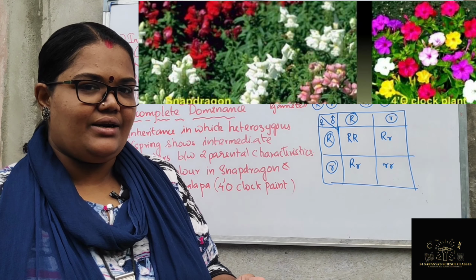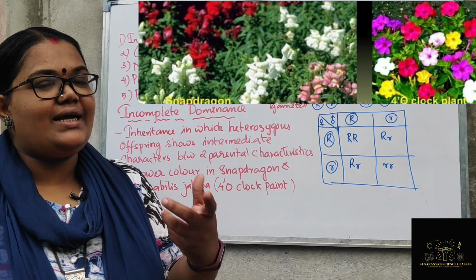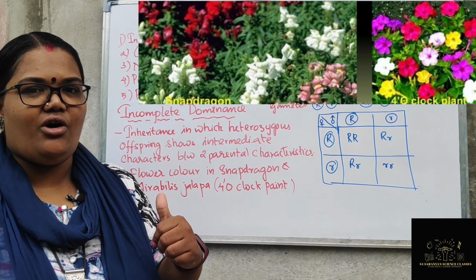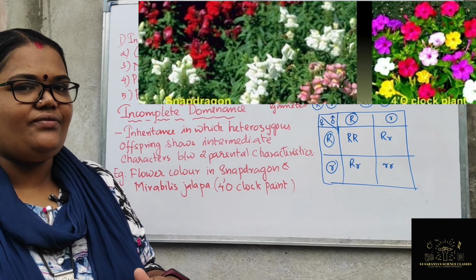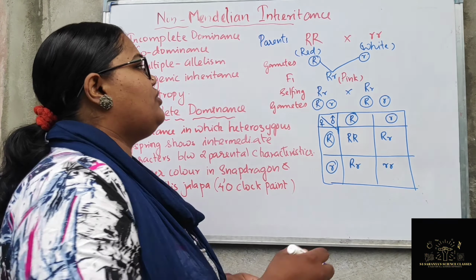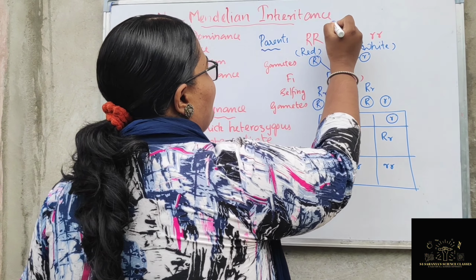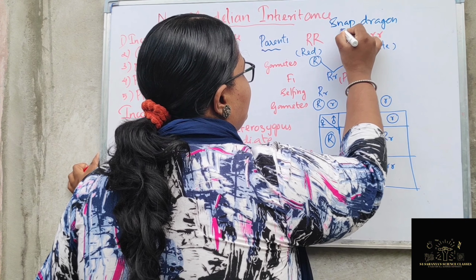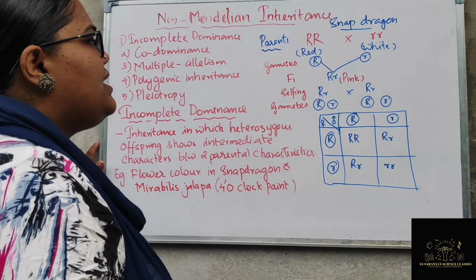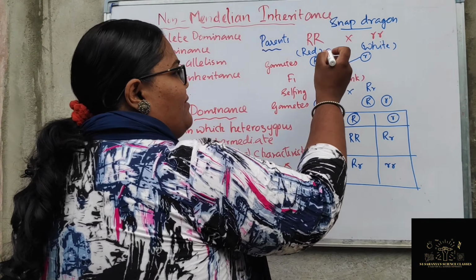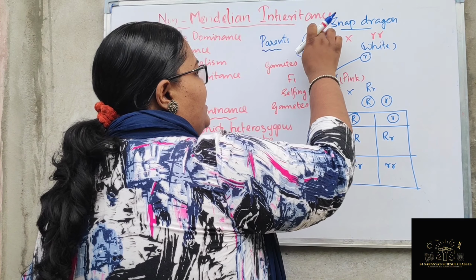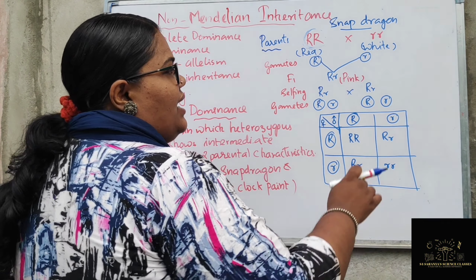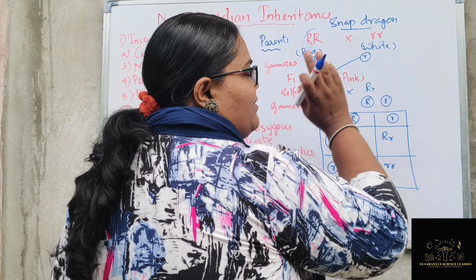Either one color, that we can say. But actually they get a pink variety, a mixture of white and red. That is not at all according to Mendel. So how is it forming? We will go through the cross. Here we are taking a Snapdragon flower, or Mirabilis jalapa, whatever it is. We take a plant having red color flower, and another variety having white.